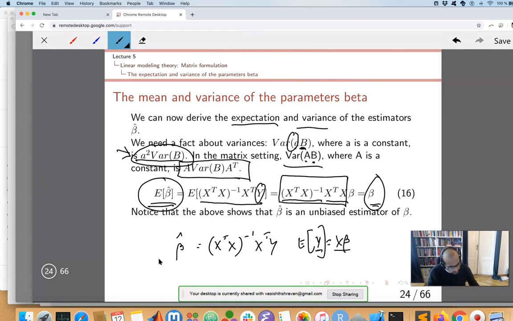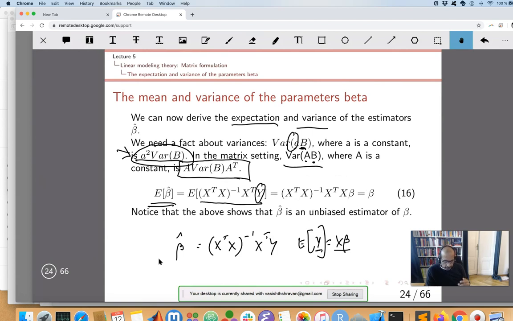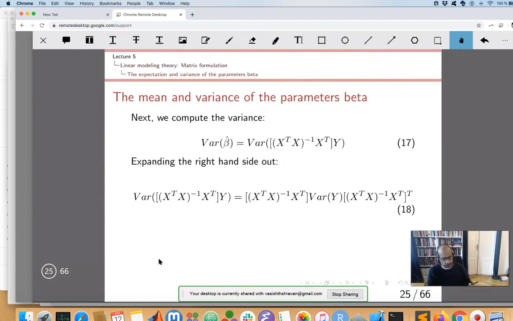I'm showing you how you can use simple matrix algebra to derive some properties of the estimator beta hat under hypothetical repeated sampling. So the expectation of beta hat is beta, and now I'm going to compute the variance of beta hat. Beta hat, remember, is the estimator, which means that under repeated sampling I will get some variability in the estimates. I'm going to get an estimate of that variability, the variance of that estimator.